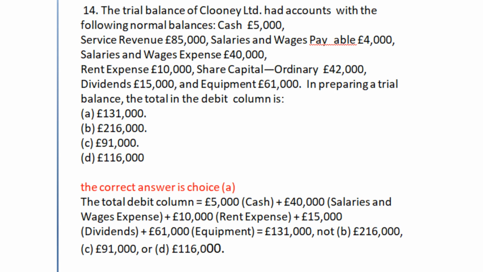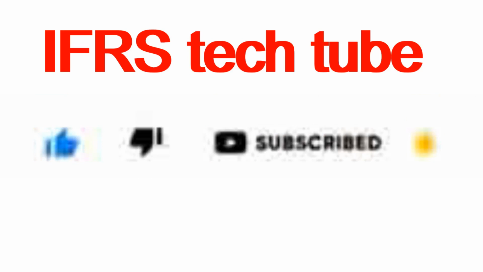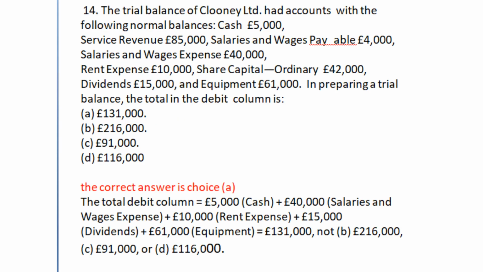The total debit column equals £5,000 cash, plus £40,000 salaries and wages expense, plus £10,000 rent expense, plus £15,000 dividends, plus £61,000 equipment, equals £131,000, not B. £216,000, C. £91,000, or D. £116,000.